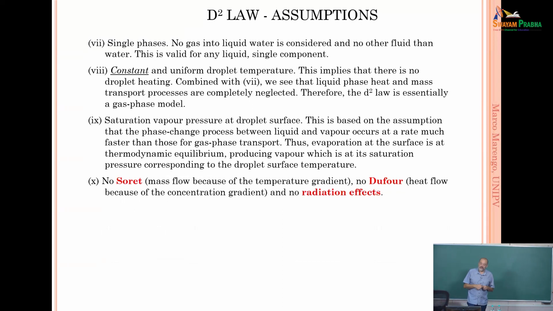And again, we have constant and uniform droplet temperature, with an infinite condition of the temperature, and at the droplet surface the saturation vapor pressure. This is again the process that I said is very slow with respect to what is happening outside. There is no mass flow because of the temperature gradient, so we have no Soret or Dufour effects, and no radiation effects. So it's quite simplified, but it's interesting.